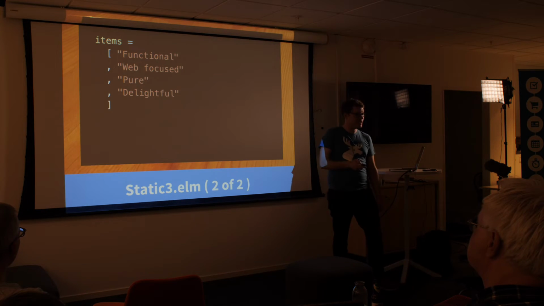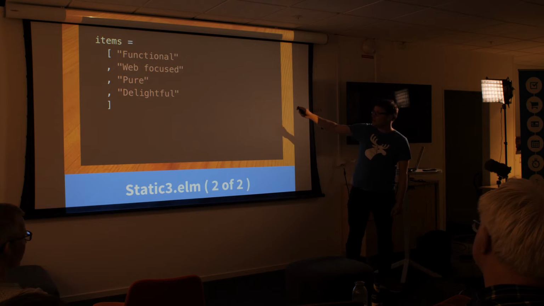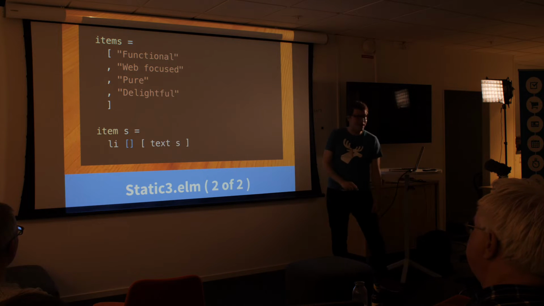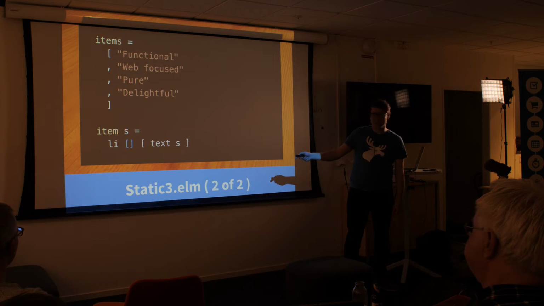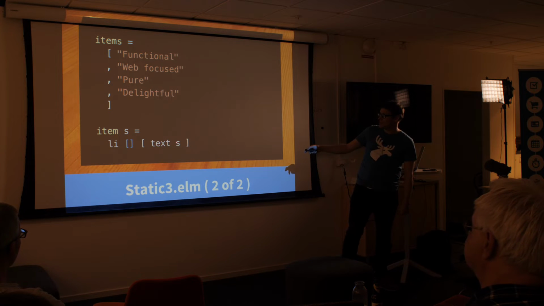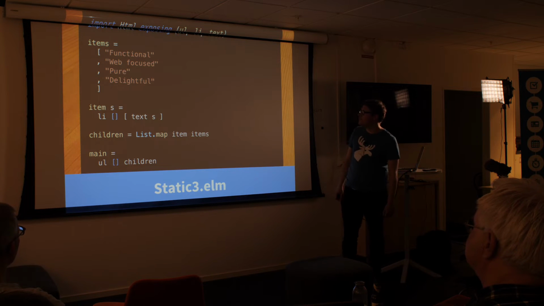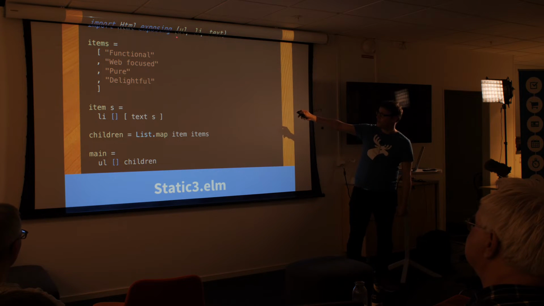Back to the code. Here is the items function, which returns a list of these properties: functional, web focused, pure, and delightful. And here's the item function. It takes one argument, a string, and then it returns the return value of a function called li, no attributes, list of children, one child, calling the text function with a string as argument, with the item. So here's the full source code. Maybe we can tweak it, we'll see. But there's just a simple import there at the top. No worry.